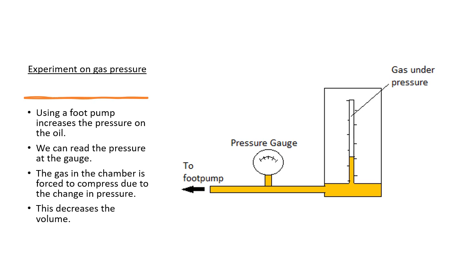We can use the equipment on the screen to investigate the relationship between pressure placed on a gas and the volume of space that gas takes up. Using a foot pump, we can increase the pressure on the oil, coloured here in yellow. We can then read the value of this pressure at the pressure gauge. As the oil is a liquid, it cannot be compressed. However, the gas in the chamber can be compressed, and so we will see a decrease in its volume. We can then compare the change in the pressure with the volume taken up by the gas.